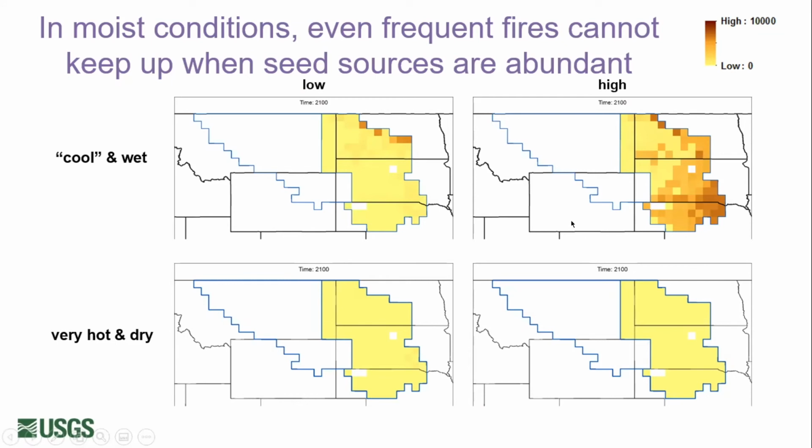In the very hot and dry climate, there's no effect of this enhanced regeneration. In the cool and wet climate, though, this seed source effect is quite large. Even frequent fires can't keep up with constant replenishment of the juniper stock.